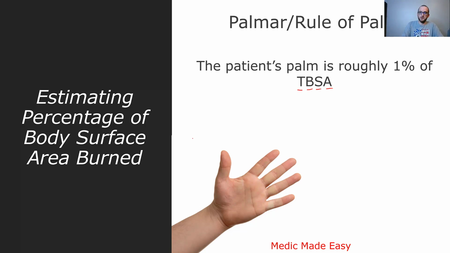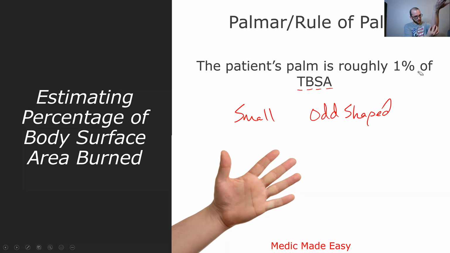That works well for small burns, and it works well for odd shaped burns. If it's not a whole arm, say we have a burn that just wraps around their arm, it's like, well, 1 palm, 2 palm, 3 palm, 4 palm, that's a 4% burn, right? That's how you can look at it. So small or odd shaped burns that don't cover a big portion of the body are really the best ones to use the Palmar method or rule of palms on.